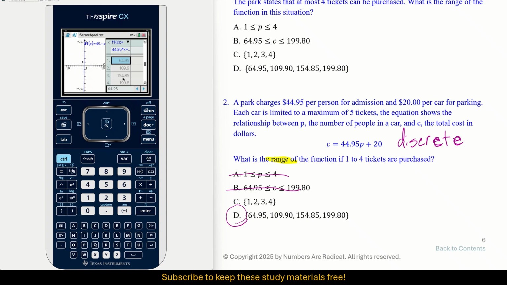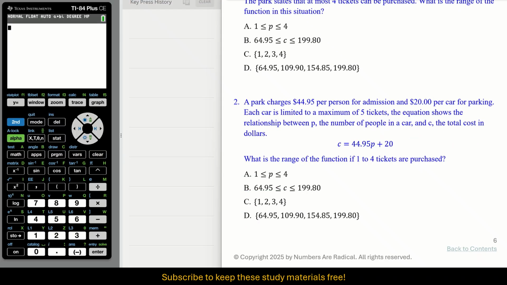64.95. That's a dollar amount you pay for one car and one person. And then the next value is two people and one car. And the next one, 3 people in one car. And the last one is 4 people in one car. We do not cut the people in half to sell them, or we don't cut the tickets in half to sell to half a person.